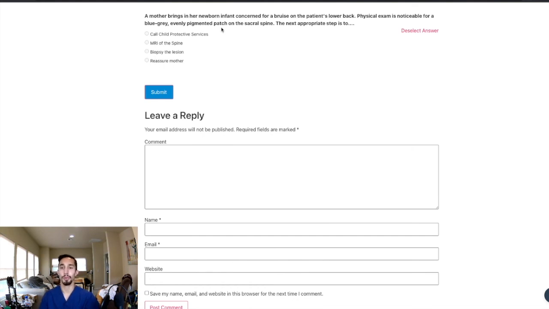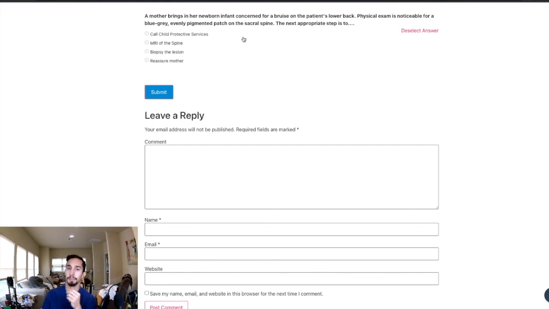So, final question. A mother brings in her newborn infant concerned for a bruise on the lower back. The physical exam is noticeable for a blue-gray, evenly pigmented patch on the sacral spine. I'll say that again. Blue-gray, evenly pigmented patch on the sacral spine. The next best step is, do you call Child Protective Services? Do you get an MRI of the spine? Do you biopsy the lesion, or do you reassure the mother?